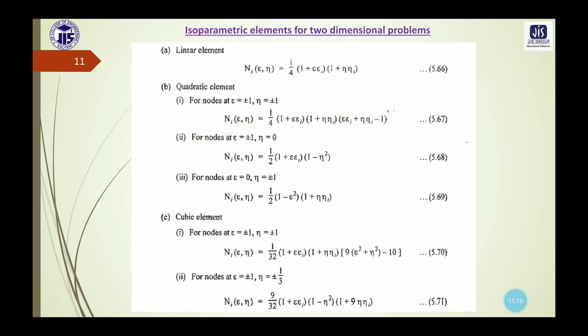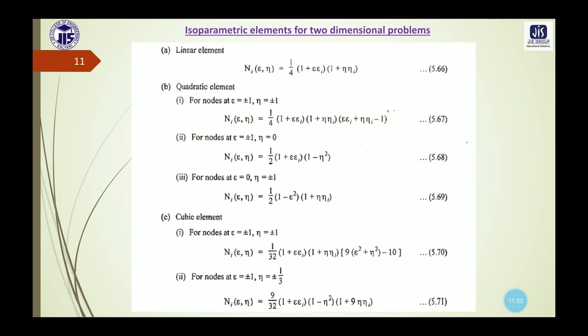Then for B, the quadratic element, we have three different cases. For nodes at epsilon equals plus minus 1 and eta equals plus minus 1, we get equation number 5.67. For nodes at epsilon equals plus minus 1 and eta equals 0, we get equation number 5.68. And for nodes at epsilon equals 0 and eta equals plus minus 1, we get equation number 5.69.